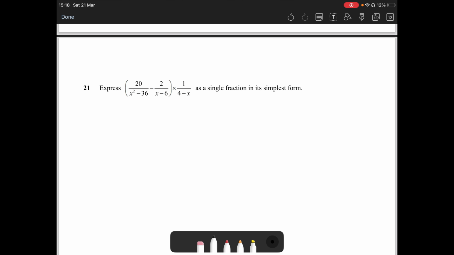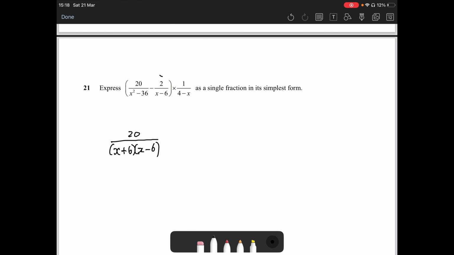Now, I know that this is the difference of two squares. So, difference of two squares, when you've got an x squared, take away a squared number like 36, you can just write x plus the square root of 36, 6, and then x minus 6. Why write it like that, you ask? Well, have you noticed that this one has a denominator of minus 6 as well? Why is that useful?